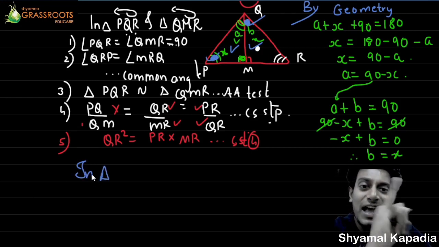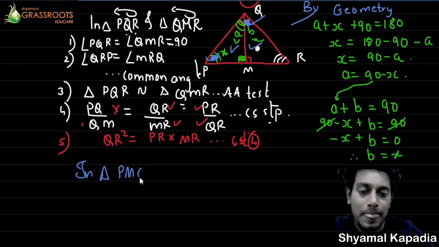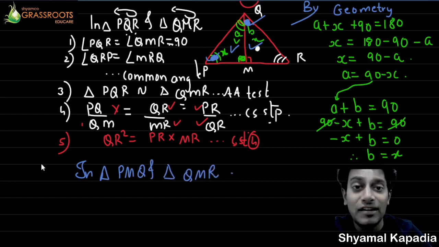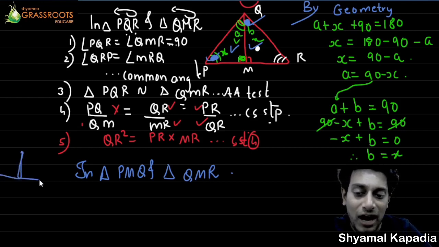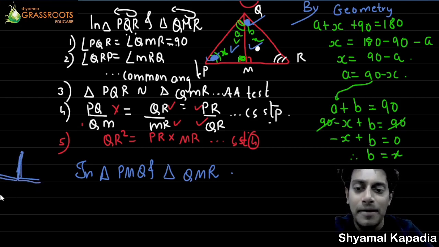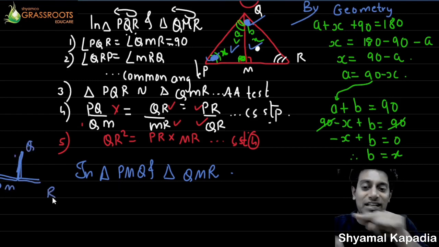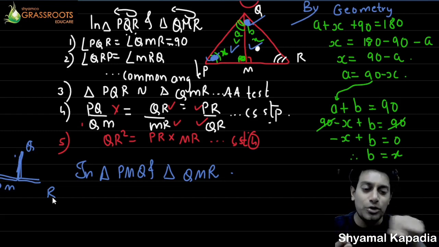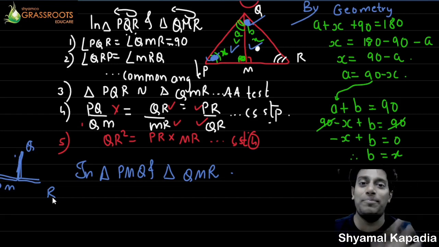In triangle PMQ, and it should be triangle QMR. I call it as a T-shaped sum. PMQ, QMR. That's how you do it. That's called T-shape. You can't change the naming. You have to go with this same naming.